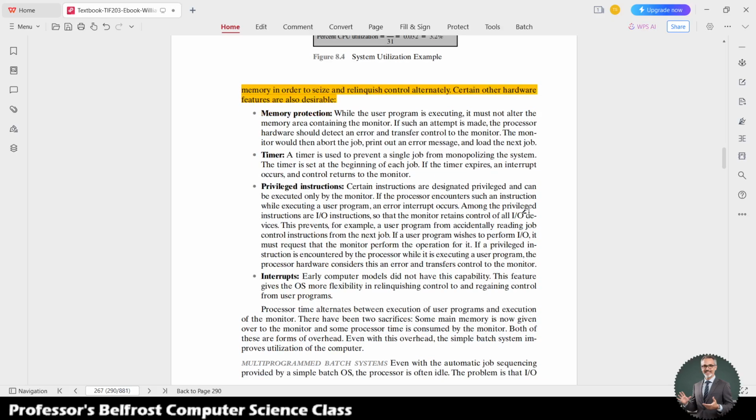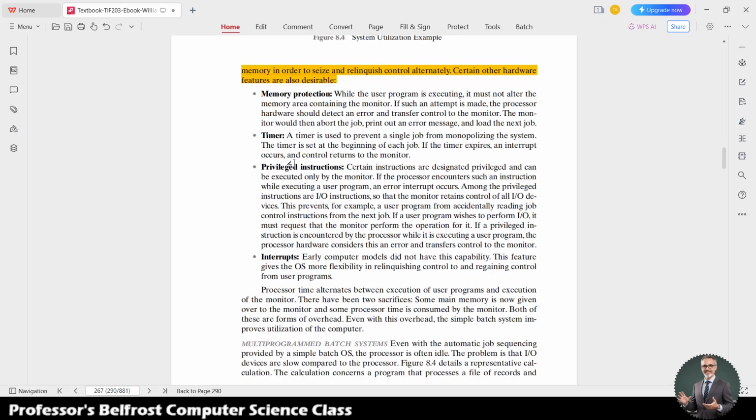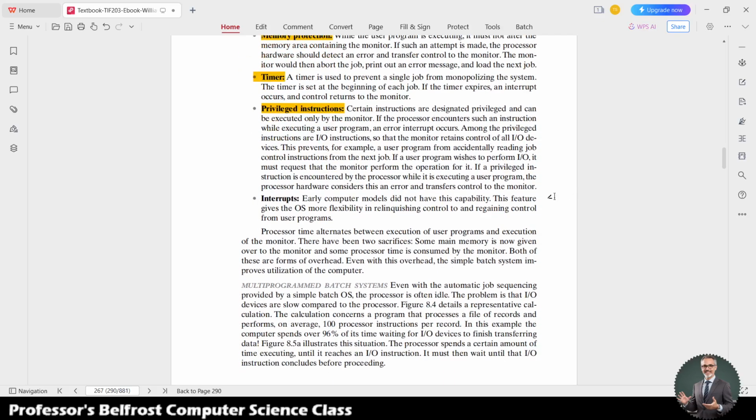And certain other hardware features are also needed. First, we have to have memory protection. Second, we have to have a timer to prevent a single job from monopolizing the system. Third, we have a privileged instruction that can be executed only by the monitor. We also have interrupts, but early computer models did not have this kind of thing.